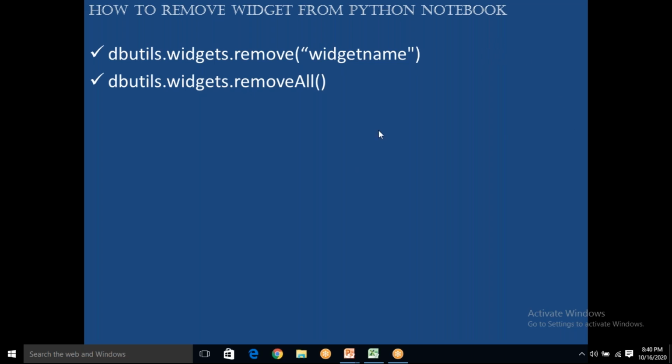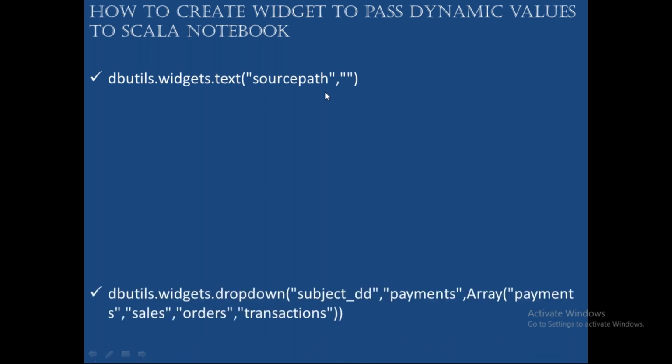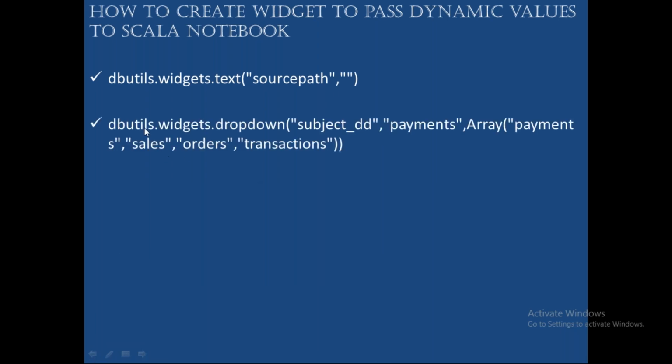Thank you. Let's move on. So you can see how to create a widget to pass dynamic values to a Scala notebook. Same here, there is no difference. But from now you will see a difference. Same here also, you have a widget name, you have a default value.